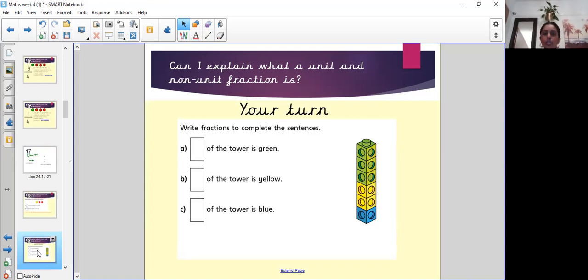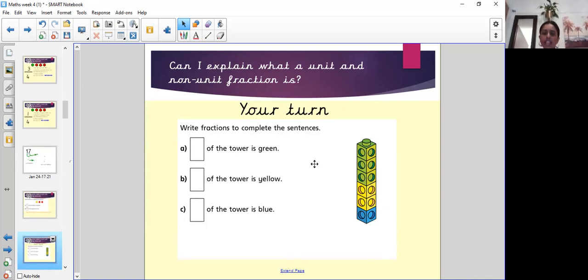So it says, this is your turn. Here you can pause the screen and have a go yourself. It says, write fractions to complete the sentences. So the first thing I would need to do is find out how many cubes we have altogether. So we've got 1, 2, 3, 4, 5, 6. So we've got 6 cubes.